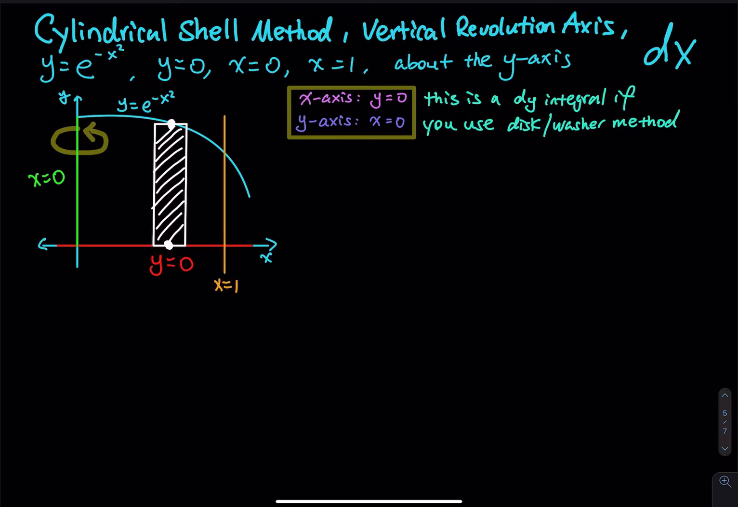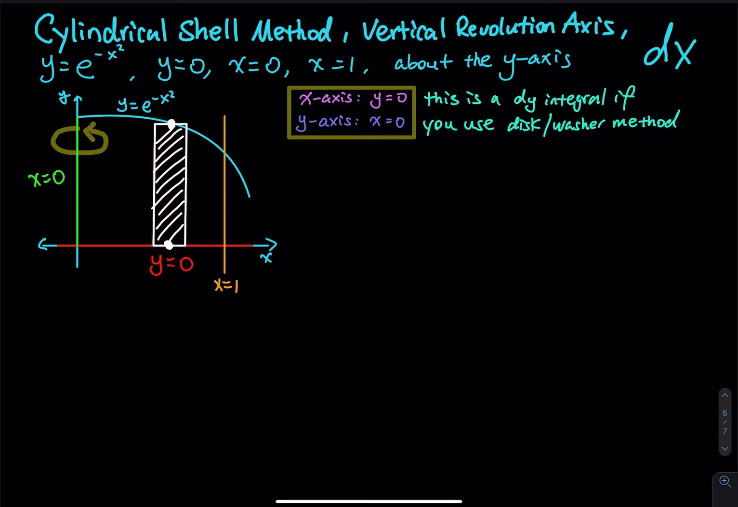We have y equals e to the negative x squared, y equals 0 in red, x equals 0 in green, and x equals 1 in orange. So we have a region bounded by these 4 lines or curves, and then the revolution axis is the y-axis. So I have a spinning symbol for you.